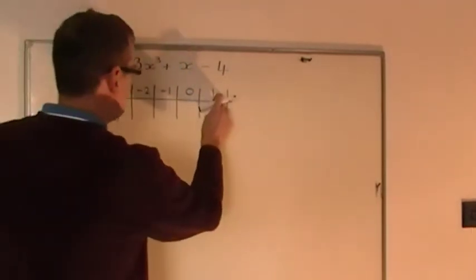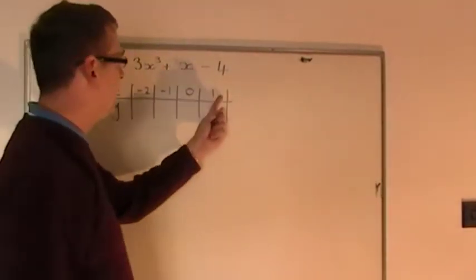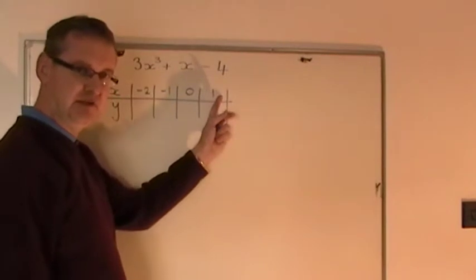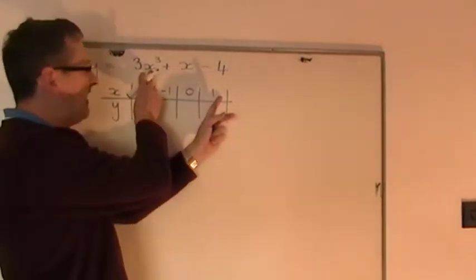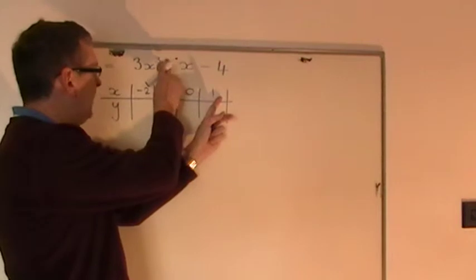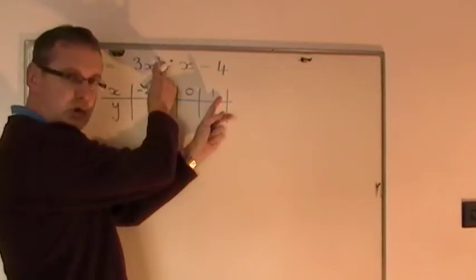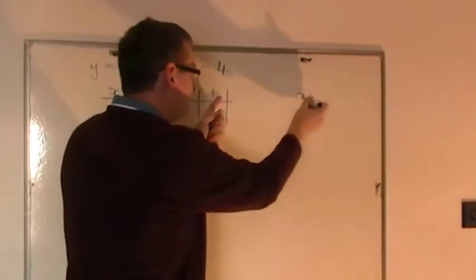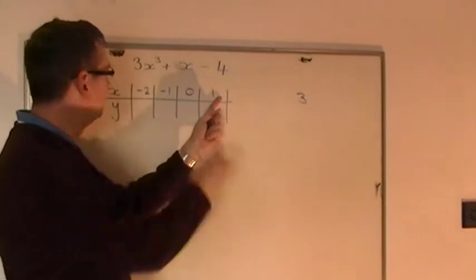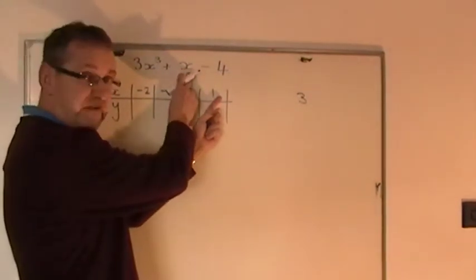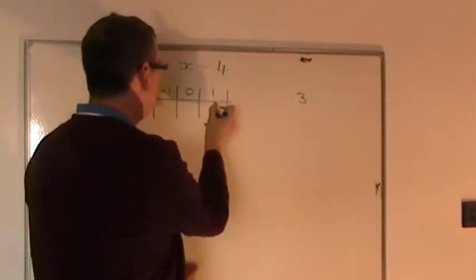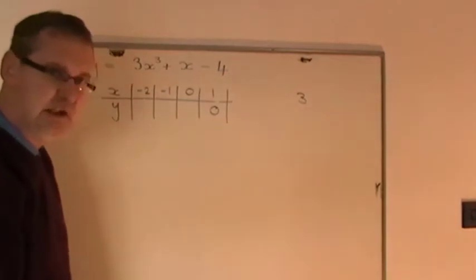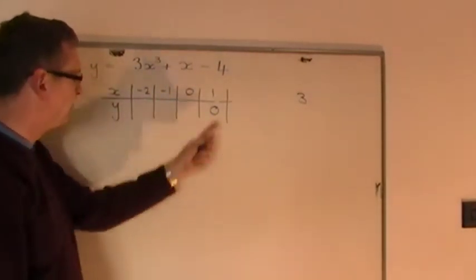Let's start off with x equals 1. This here I'm going to do in my head because it's straightforward. You take the x and you cube it. So 1 cubed means 1 times 1 times 1. That's 1. And then you treble it, you get 3. If you want to scribble that down at the side somewhere, 3. Plus 1, that's 4. Take away 4, you get nothing. So the first value for y is nothing there.